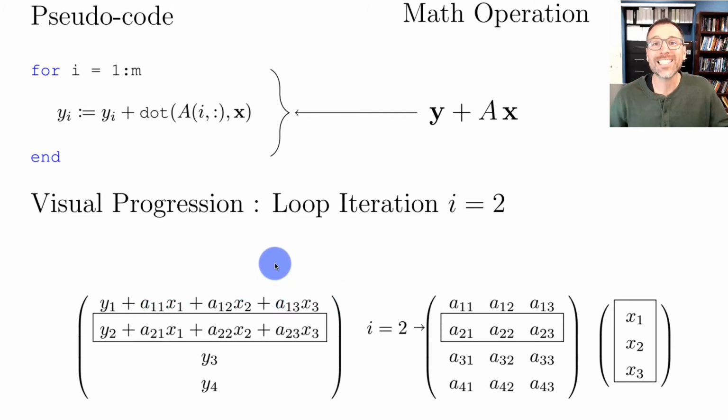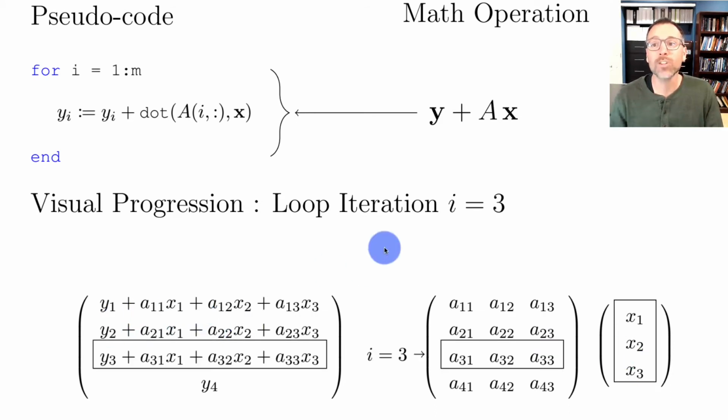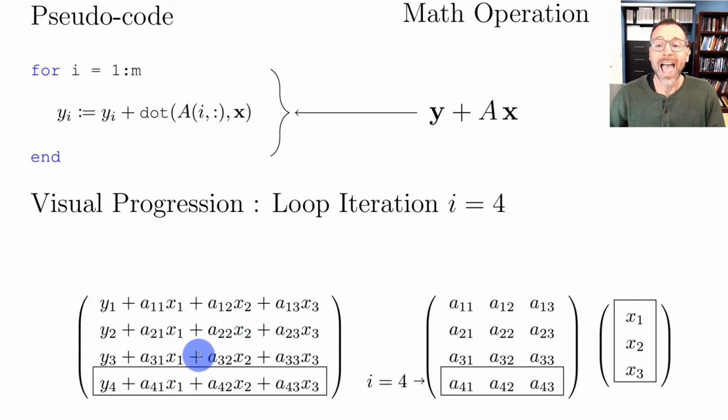When we go into the second iteration of our for loop, we move down to the second row of A, move across the columns, and then down the rows of x. When we add that to the previous value of y, we get the second entry of our output. Let's move down to the third iteration. In this case, we process the third row of A and dot it with the vector x to get the third entry of the vector y, and we do that one more time where we update the fourth entry of y with the dot product between the fourth row of A and the vector x.